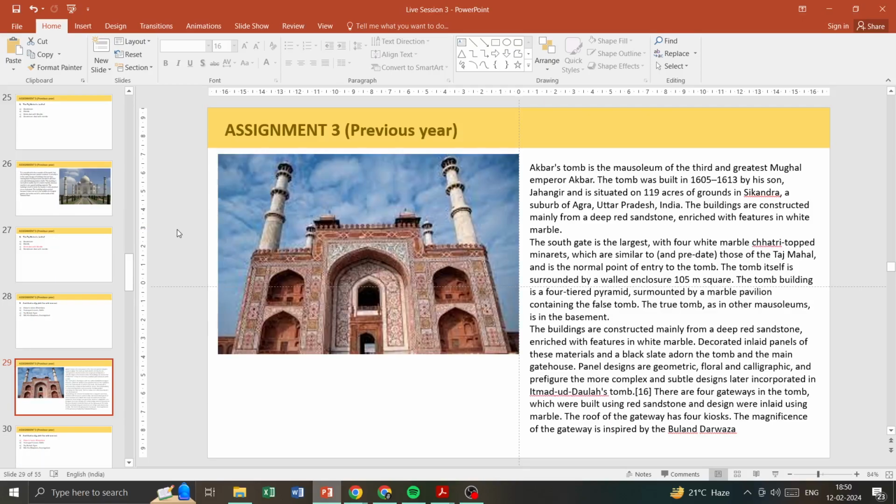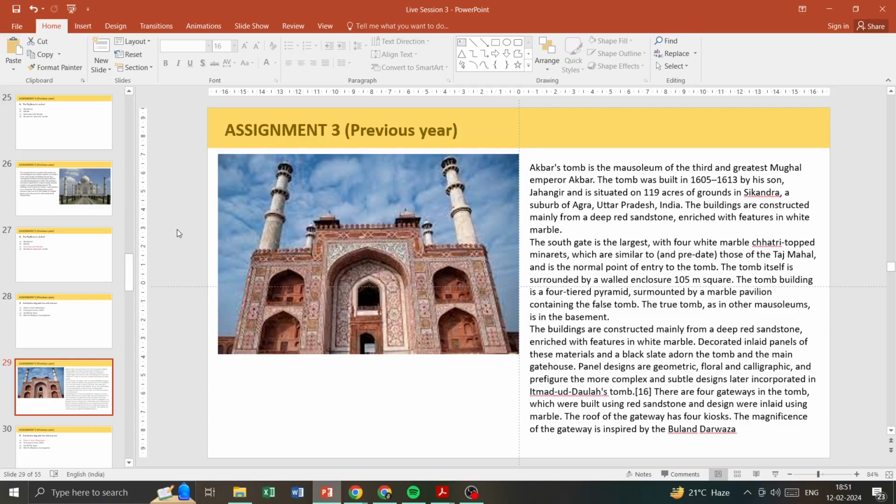So Akbar's tomb is the mausoleum of the third and greatest Mughal Emperor Akbar. It was built from 1605 to 1613 by his son Jahangir, and it is situated on 119 acres of grounds in Sikandra, a suburb of Agra, Uttar Pradesh, India. The building was constructed mainly from a deep red sandstone enriched with features in white marble. The south gate is the largest, with four white marble chhatri-topped minarets, which are similar to those of the Taj Mahal, and is the normal point of entry to the tomb.